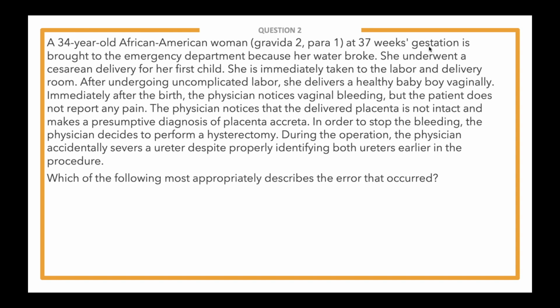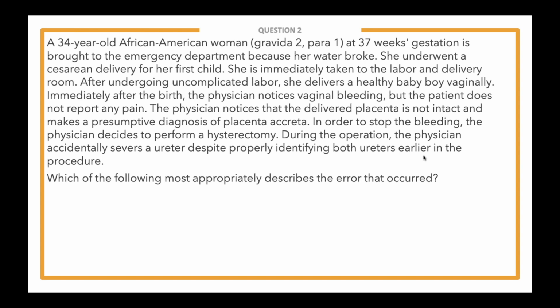All right, I see some responses coming in, so let's go ahead and read that vignette. A 34-year-old African-American woman, gravida 2, para 1, at 37 weeks gestation, is brought to the emergency department because her water broke. She underwent a cesarean delivery for her first child. She is immediately taken to the labor and delivery room. After undergoing uncomplicated labor, she delivers a healthy baby boy vaginally.